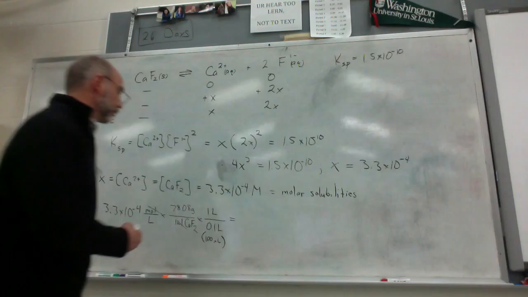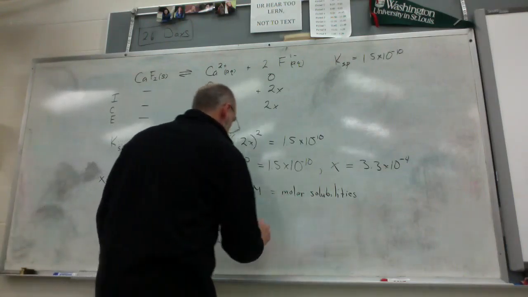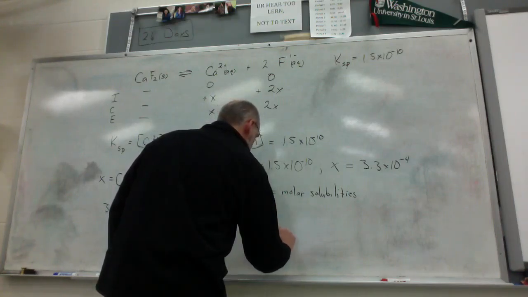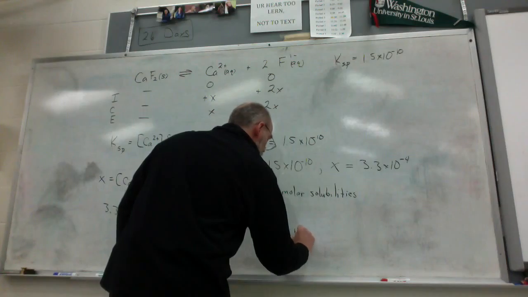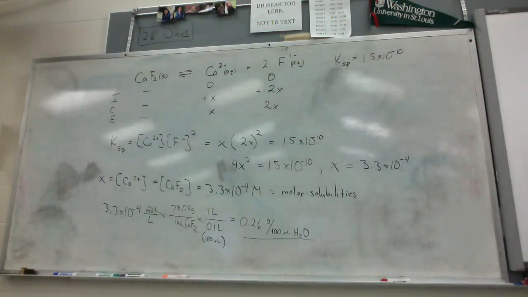That's what I got. I got 0.26. Yep. Now, notice how I labeled that. 0.26 grams of the calcium fluoride per 100 milliliters of water. Again, that's just taking a little amount of this and kind of sprinkling some on the top. You guys agree?